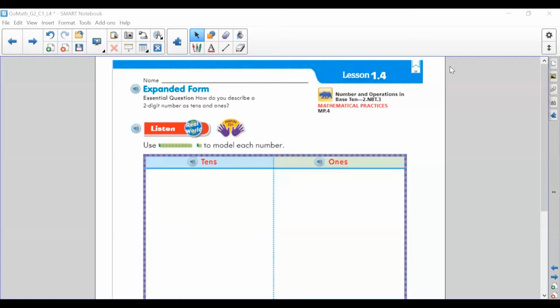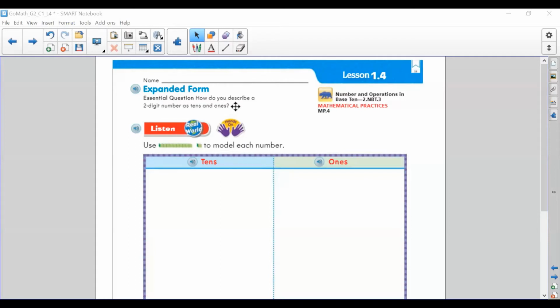Well, hello, boys and girls, and welcome to Math Lesson 1.4, where we are going to be talking about expanded form. We want to look at our essential question and find out what we really are going to be learning about today. And our essential question, as you see right here, is how do you describe a two-digit number as tens and ones? So we're going to be talking about that today and trying it out on our own.